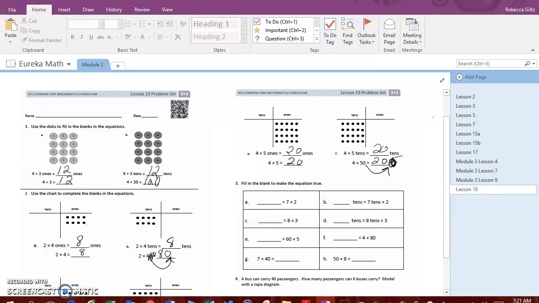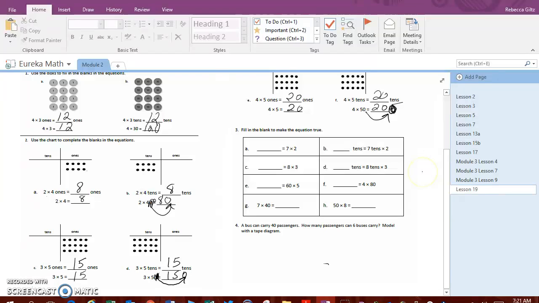All right, getting to the end here. Number 3 says to fill in the blanks to make the equations true. So we're looking for the answer to 7 times 2. Go ahead and fill that in. I'm going to put this on pause for a second, and then we'll come back and check our answers. Do letters A, B, C, and D.